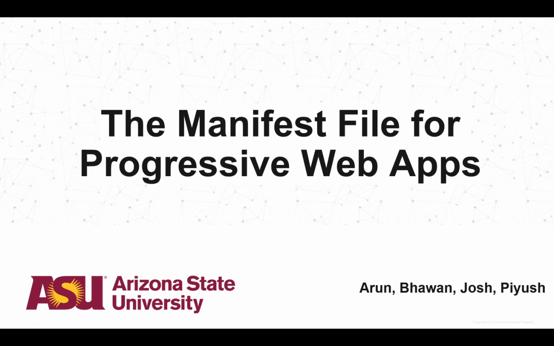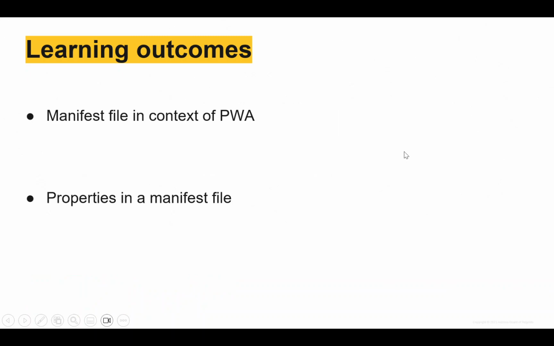So now we will take a look at the manifest file for progressive web apps. It is one of the most important components in the making of a PWA application. By the end of this presentation, we'll be able to learn the manifest file and its context in terms of progressive web apps, and we will also learn about some properties which we can put in the manifest file.